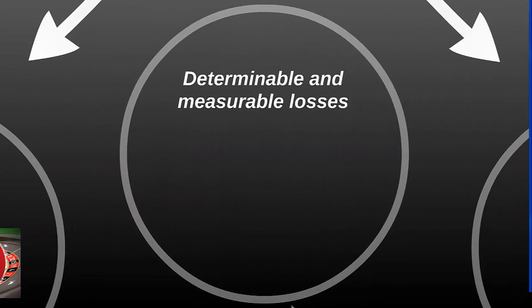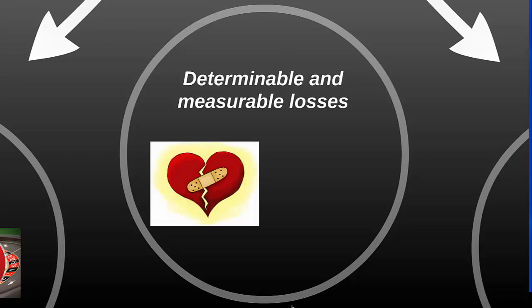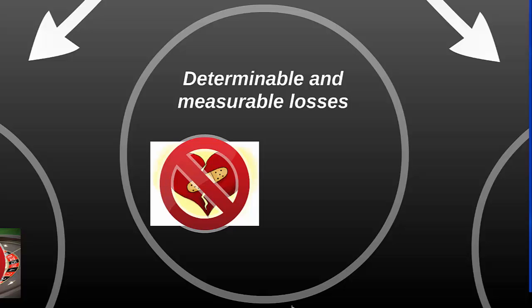Losses should be determinable and measurable. A broken heart is a good example of a loss that's not determinable and measurable. What is the financial cost of a broken heart if someone breaks up with you or ends a friendship or even a divorce? That's not determinable, so it's not insurable.